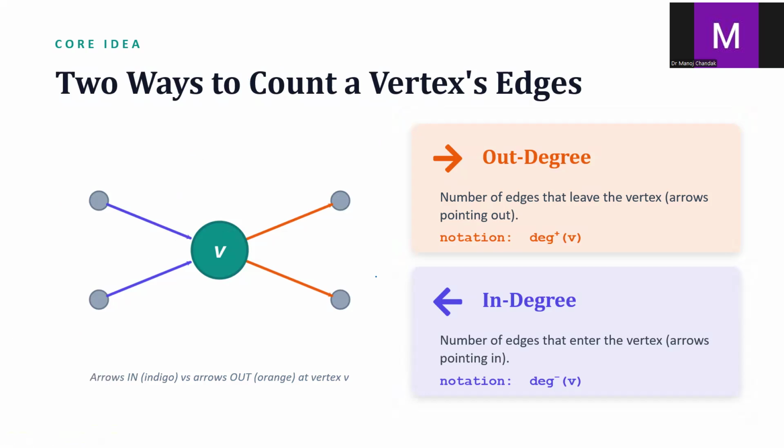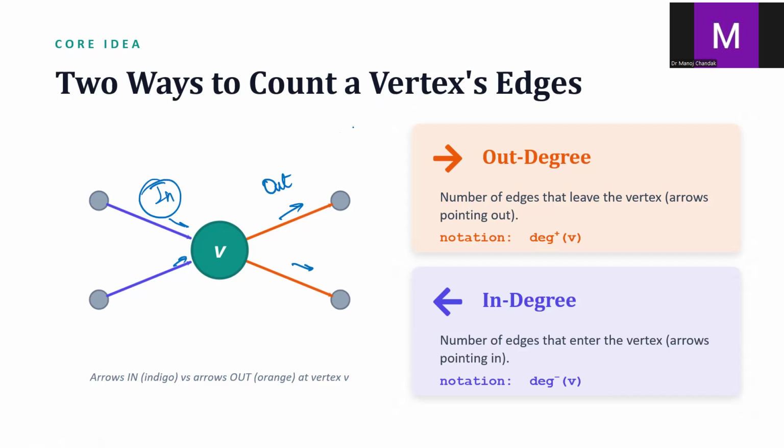For example, if you look at this vertex V, some of the edges are going out and some of the edges are coming in. So the edges which are going out will be called out degree, and the edges which are coming in will be called in degree.